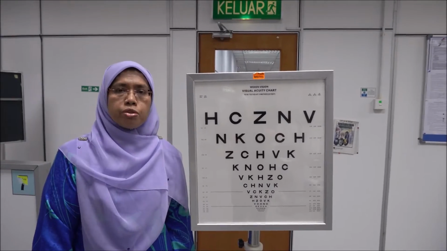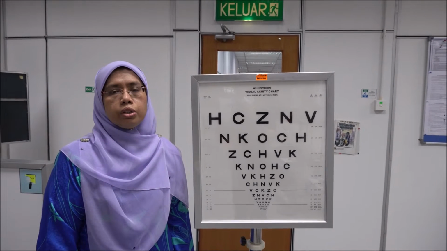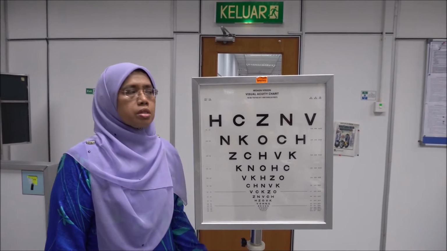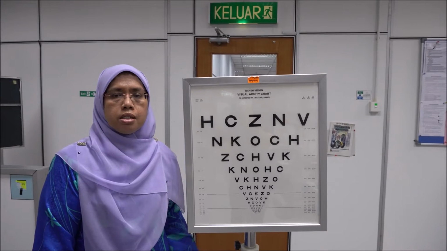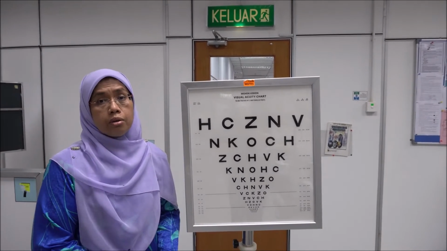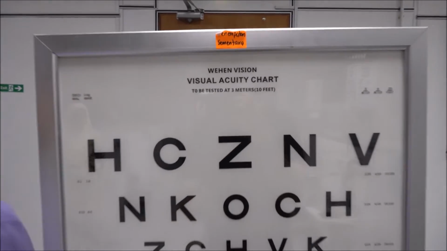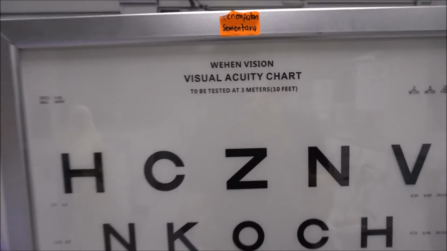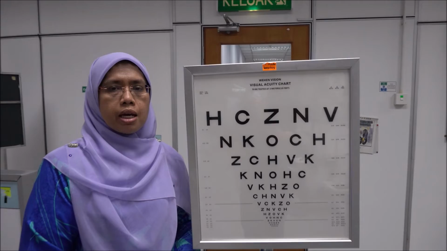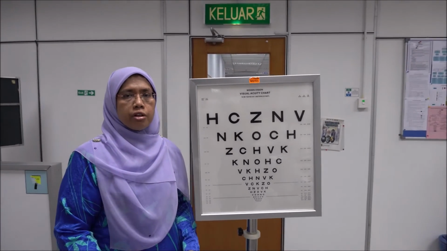This is the second procedure of our lab. You need to measure visual acuity using the logMAR chart. This is a logMAR chart that is available in our lab, and this chart is to be tested at 3 meters or 10 feet.